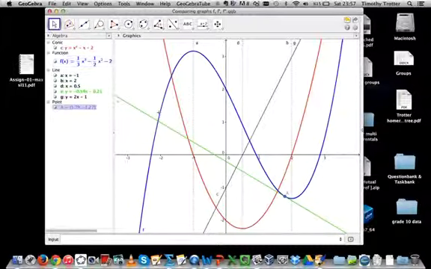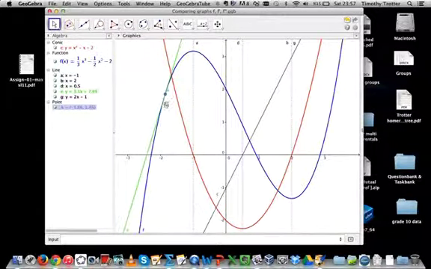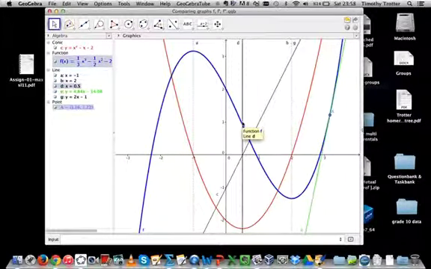Our slope was getting smaller, smaller, smaller, all the way through here. It was positive, but it was smaller, smaller, 0, smaller, smaller, until I get all the way over here. And then at this point, it starts getting bigger, bigger, bigger, all the way through here. So our point of inflection shows us where we change concavity from concave down to concave up.